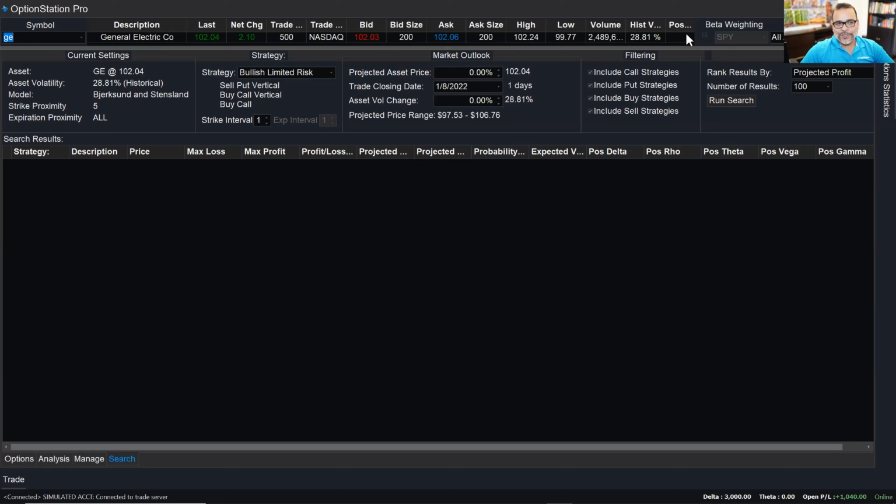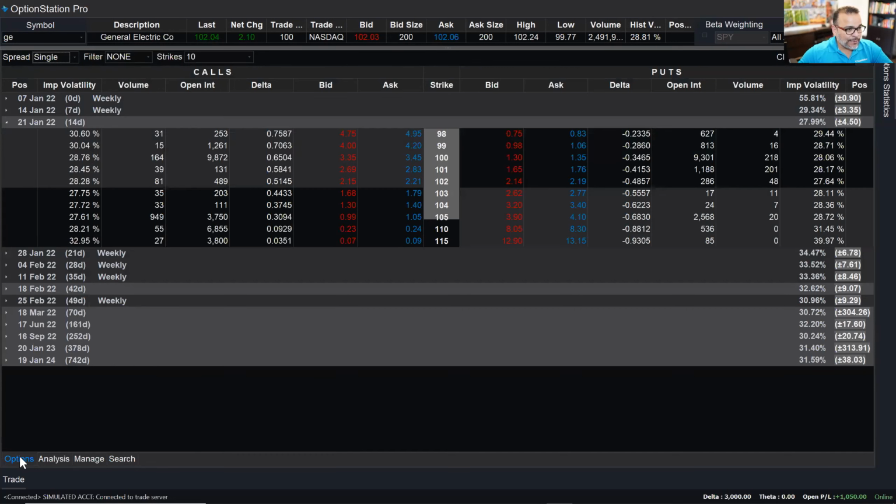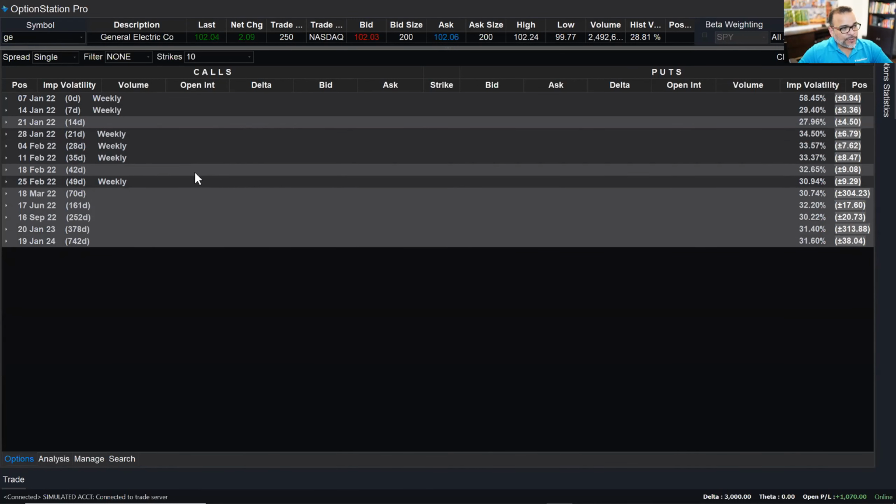I also have a position column, which is blank. Very good indicator that I don't have a position open on General Electric, but this historical volatility is going to play a factor into some of the calculations that happen on the search tab. Okay, so here, if I go to the options tab, you're going to find options for General Electric. These are the option chain. If I collapse the chain, the rows that are highlighted in a brighter shade of gray, those are my monthly options.